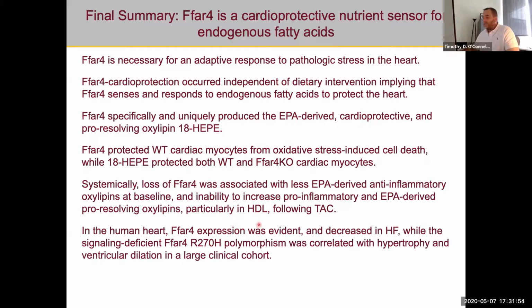And finally, in humans, we saw that FFAR4 expression was evident and decreased in heart failure, while the signaling deficient FFAR4 R270H polymorphism was correlated with hypertrophy and ventricular dilation in a large clinical cohort.